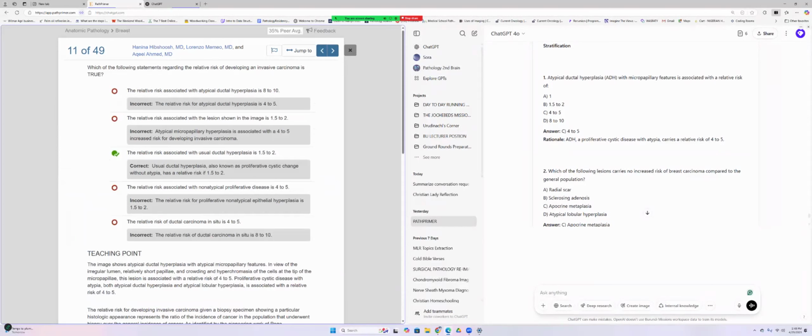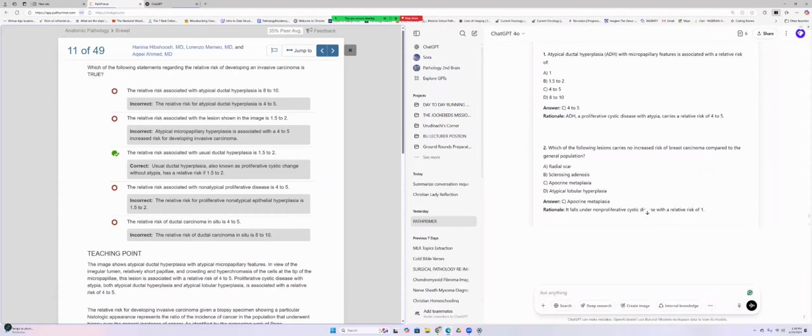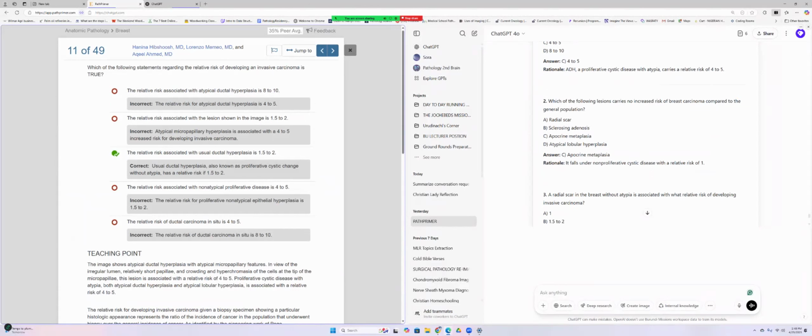Which of the following lesions carries no increased risk of breast carcinoma compared to the general population? The other ones are radial sclerosing disease, proliferative non-atypical breast disease, and atypical lobular hyperplasia. So those first two are what? Like 1.5 to 2. Then D, atypical lobular hyperplasia, I think that one should be like 4 to 5.